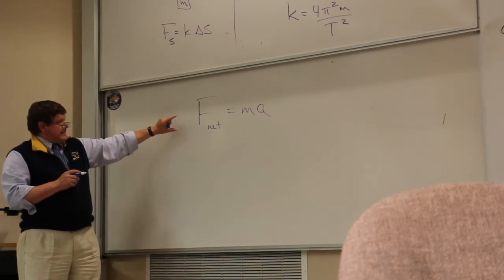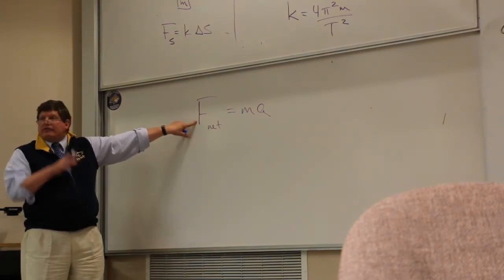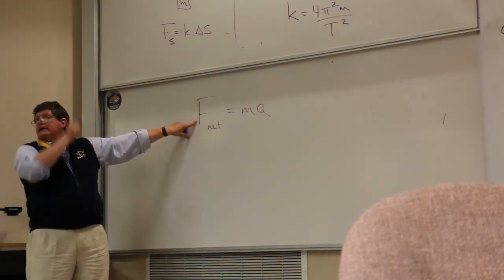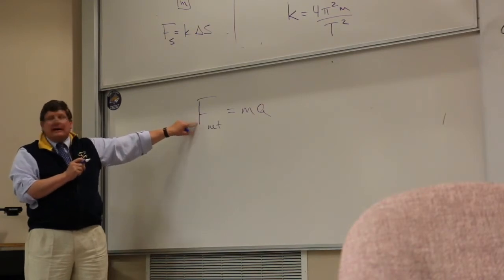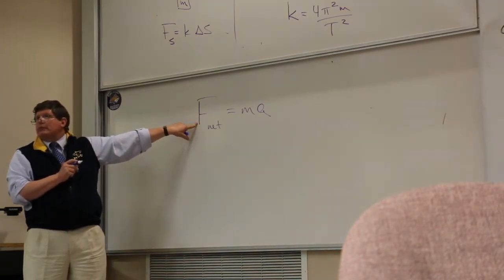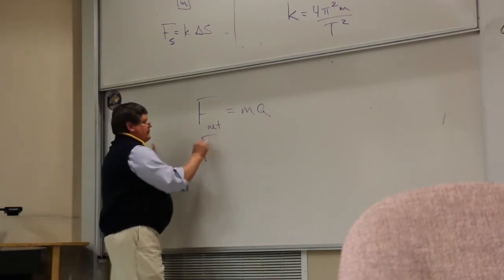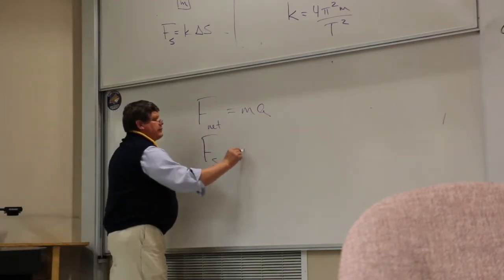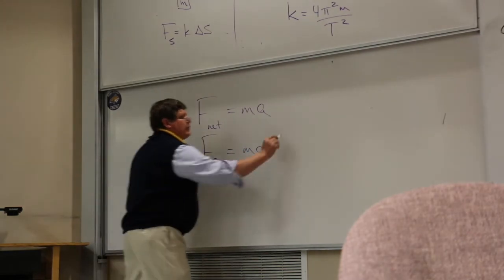Okay. Now, in this case, if the weight force is balanced by the normal force up by the table, the net force is just the pull by the spring. Okay? And so I could rewrite this as the force by the spring is equal to ma. Okay, in the horizontal case.